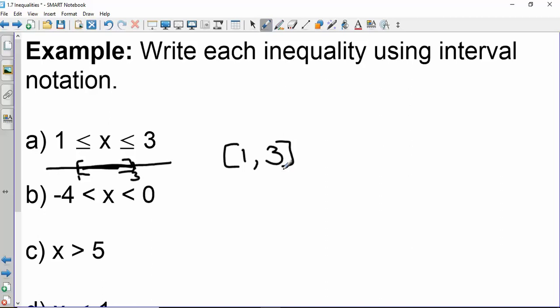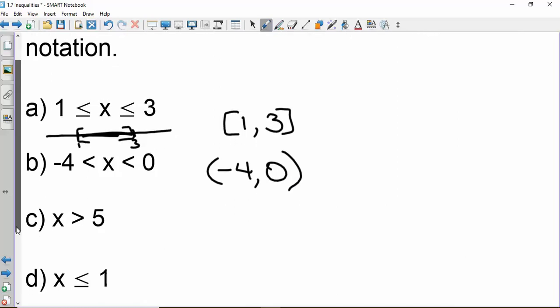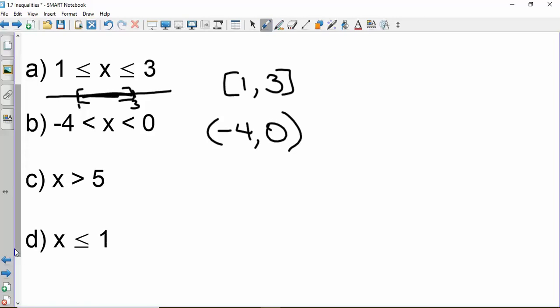So can you tell me what your notation would look like on B? Parentheses, -4, 0, parentheses. No equal to, so parentheses, this starts at -4, comma, it ends at 0, not equal to, so the 0 gets a parenthesis as well. C.